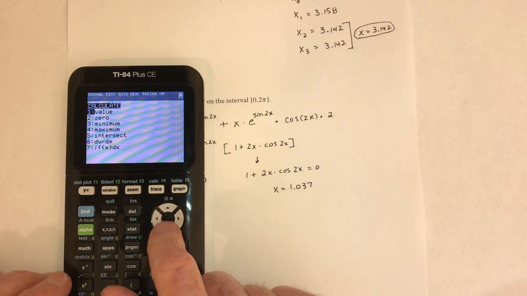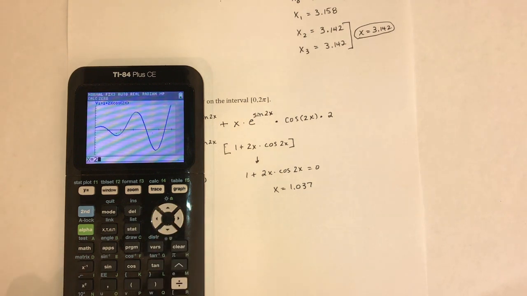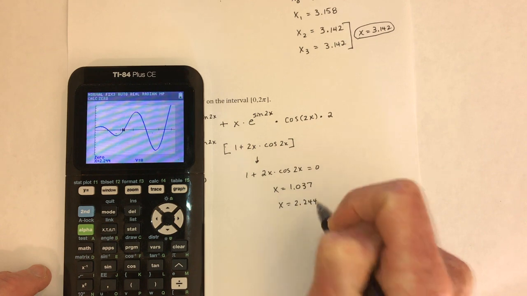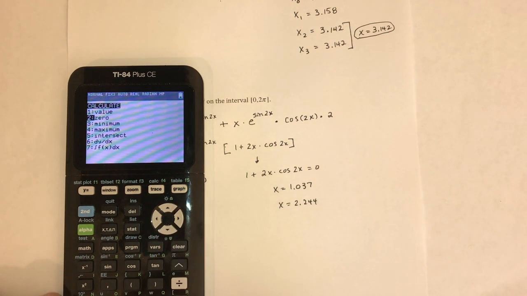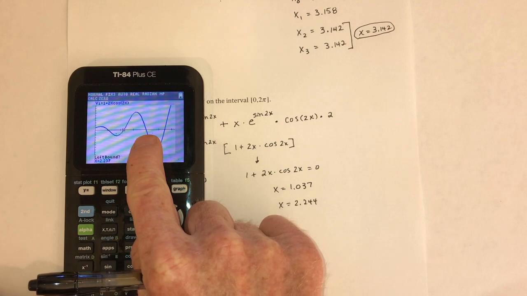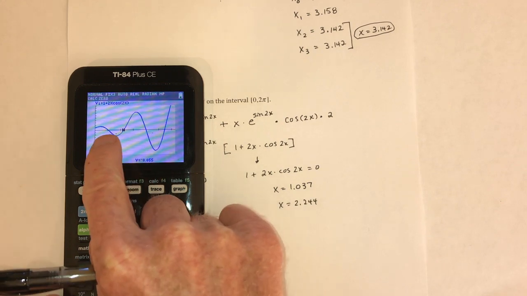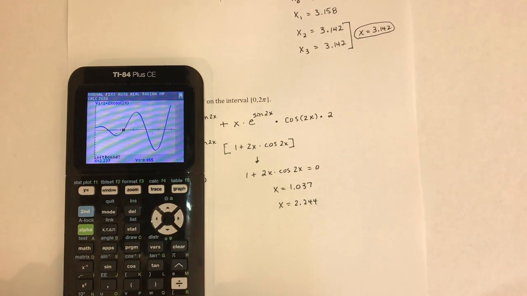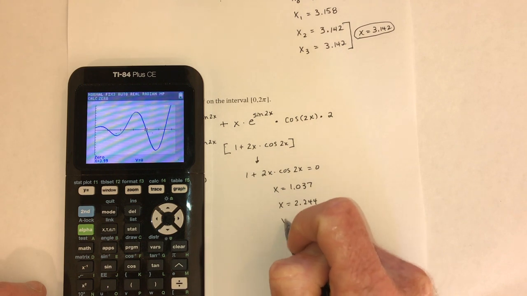And then repeat this between 2 and 3, and my guess is 2.3. So 2.244. Again. That one looks like it's 5 or 4. 1, 2, 3. That looks like it's 4. So let's see, between 3 and 5, and my guess is 4. 3.99.